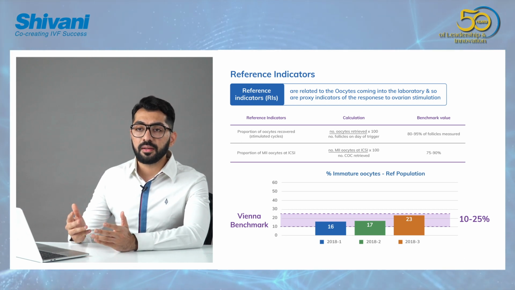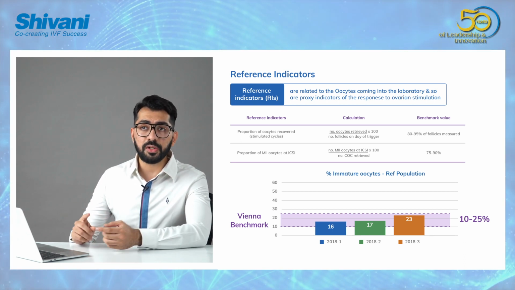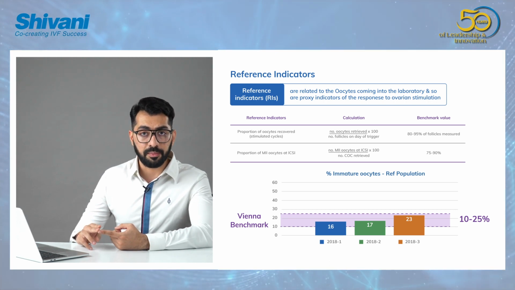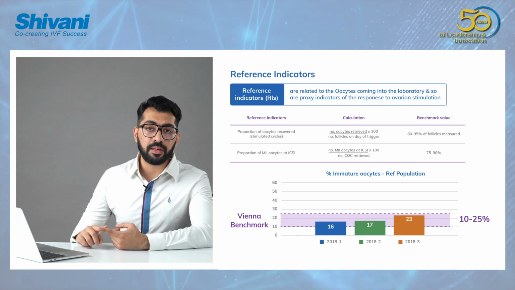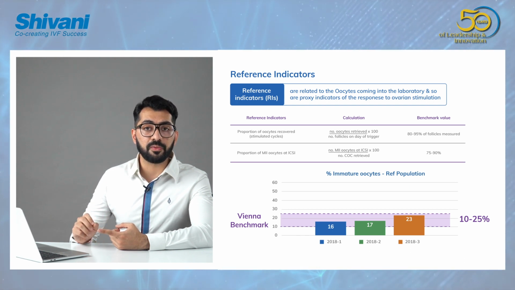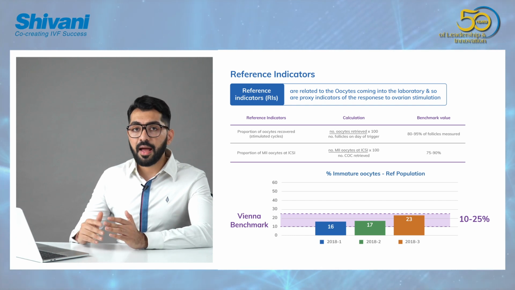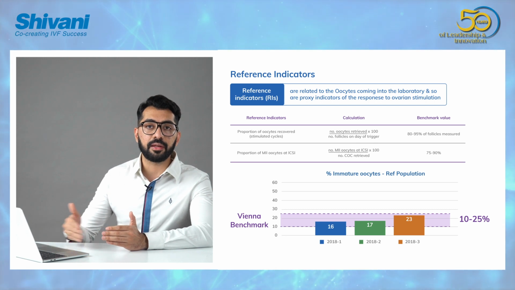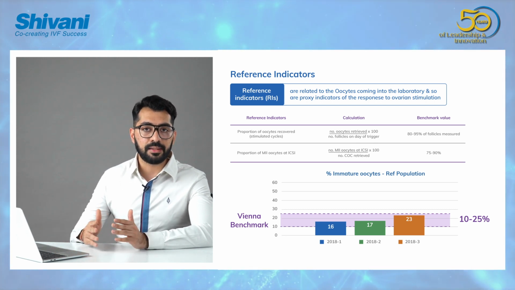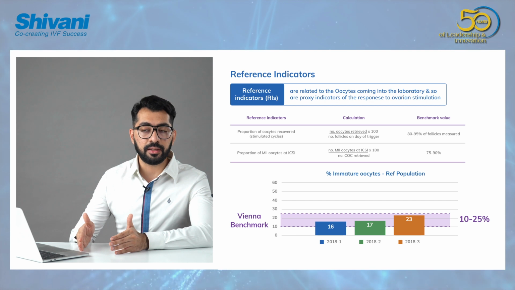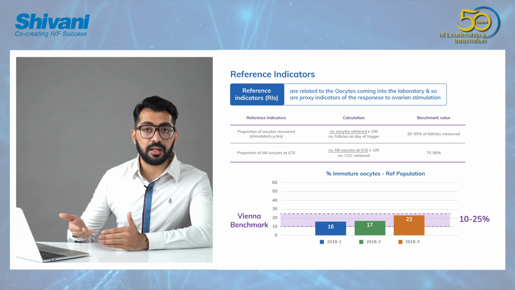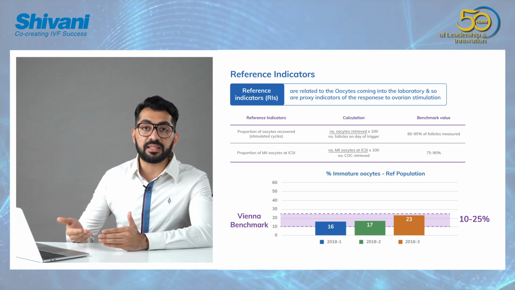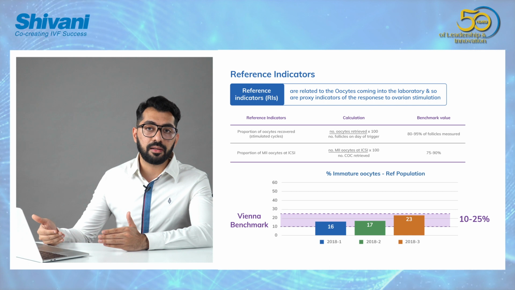Now what does this indicator tell us? It talks about the kind of stimulation that I'm using in my laboratory, and it also gives me a little insight into the performance of the clinician. Let's say I have 4 or 5 clinicians working in the laboratory, and this reference indicator varies amongst the clinicians, whereas the stimulation is standardized for the clinic. Then I can assess that the clinician who is recovering the least amount of oocytes can be trained a little bit more.